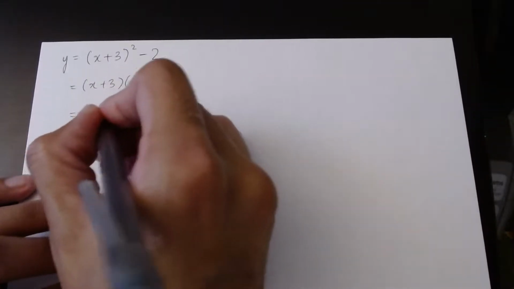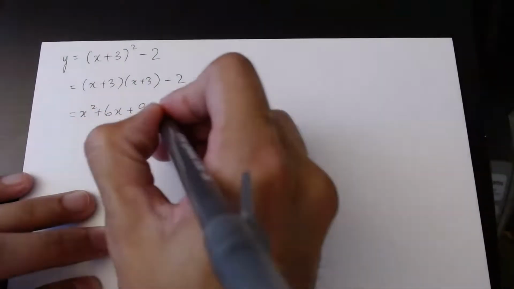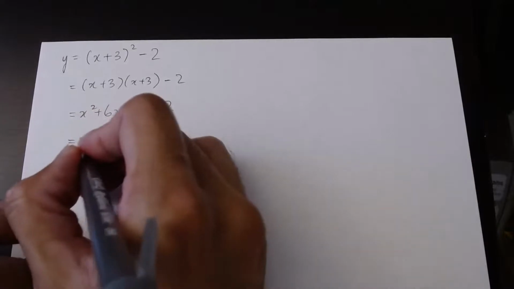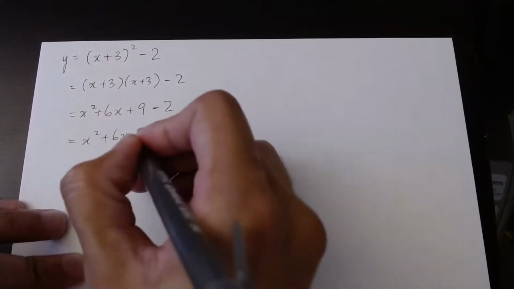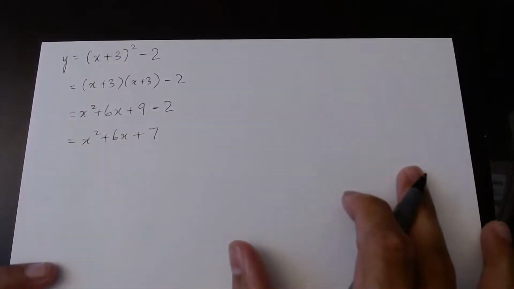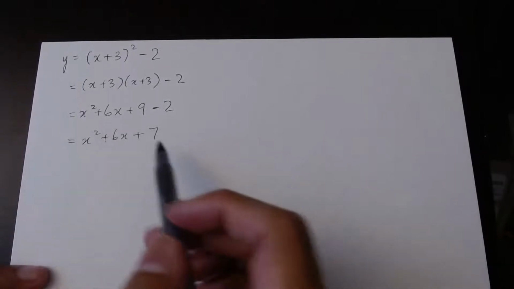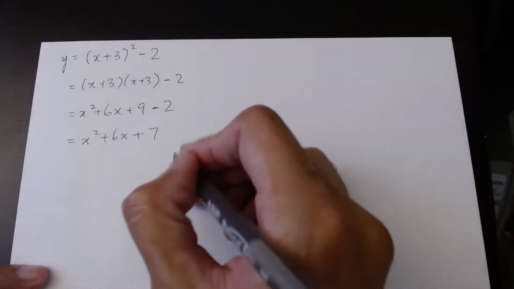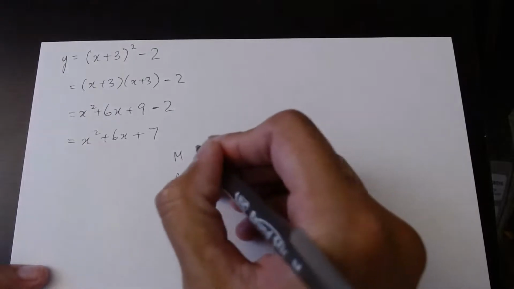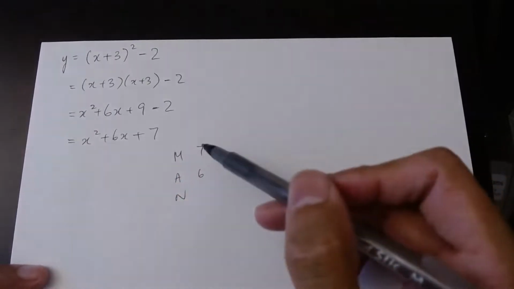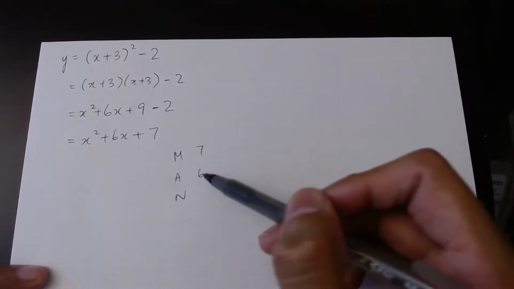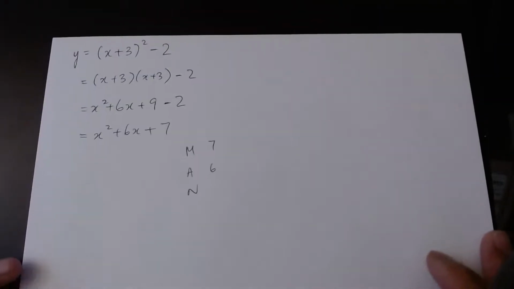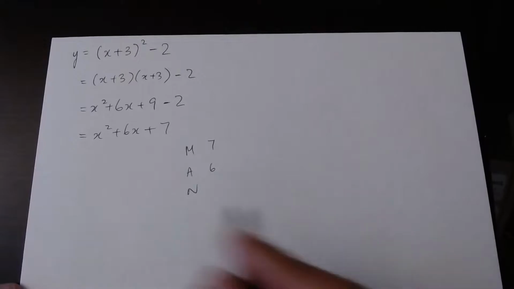So that's x squared plus 6x plus 9. I also combine like terms in the same step. And then x squared plus 6x plus 7. Now I want to factor this. If I try my X method, there's no numbers that multiply to 7 and add to positive 6. So I instead have to do my quadratic formula over here to find my x-intercepts.